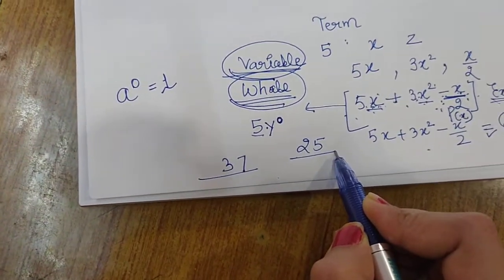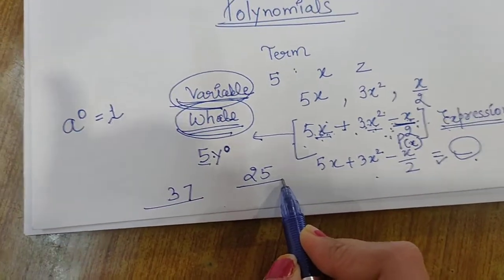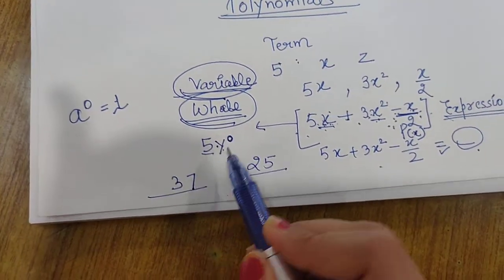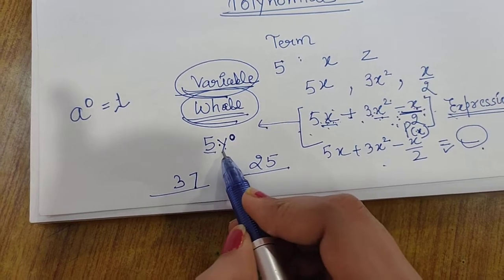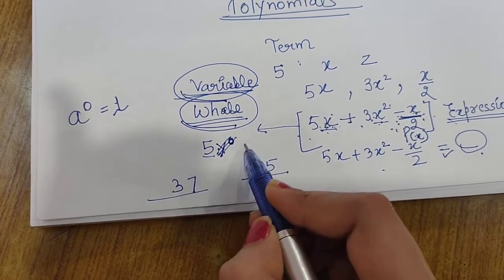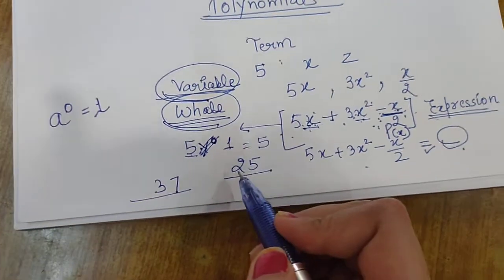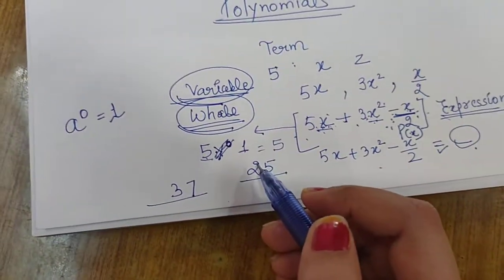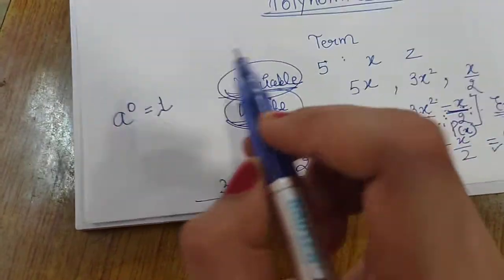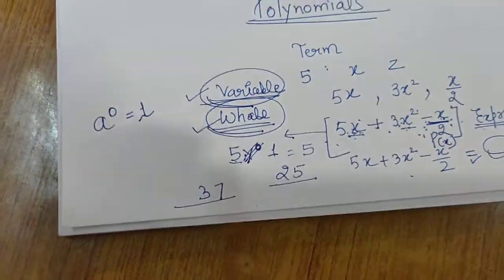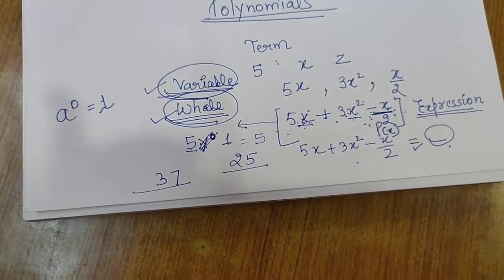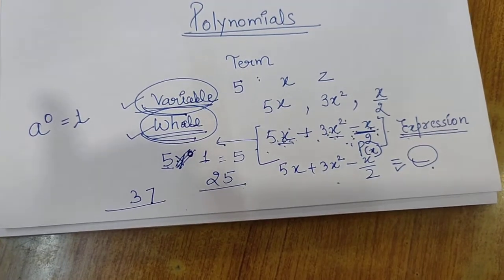So that's why these numbers are also polynomials. These numbers are called constant polynomials because the value of whole number 0 as the power of any variable becomes 1. So 5 into 1 is also 5. So this is also called a polynomial. What you have to keep in mind for a polynomial is that the variable power should be a whole number. Clear what polynomials are?